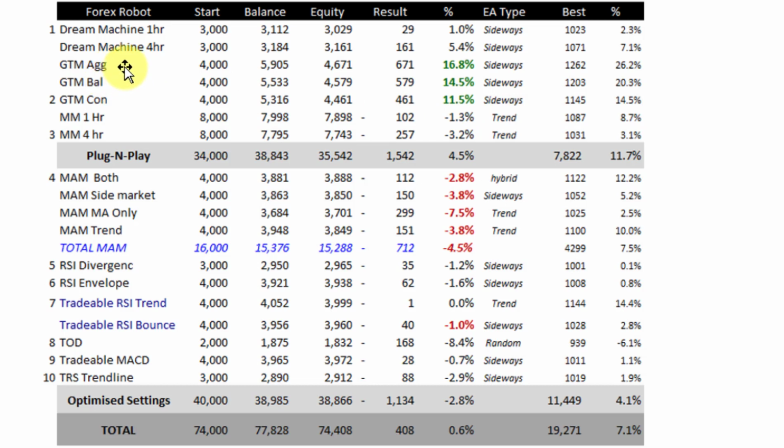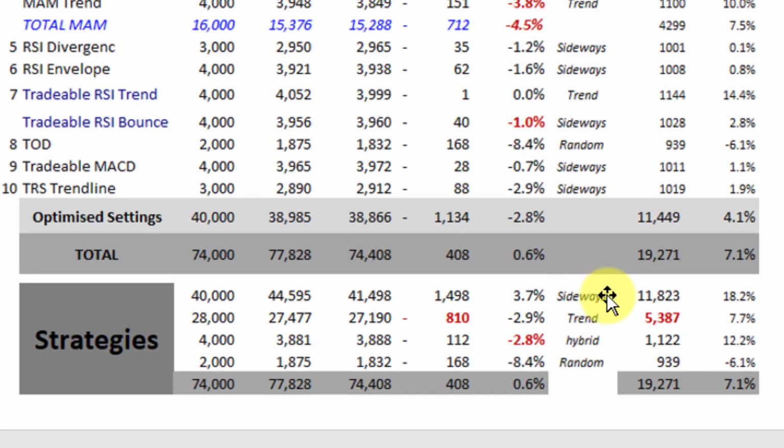Then we need to go and have a look at which currencies, which time frames, and which settings are the best, and the names really do indicate more or less what they are, and I'll show you that in a little bit more detail. Then what we've done is we've taken the strategies and summarized them in terms of sideways market strategies, trending strategies, hybrid strategies. Hybrid is where the EA trades both trending and sideways markets, and then we have random market strategies, and you can see the sideways EAs are performing by far the best over the other strategies.